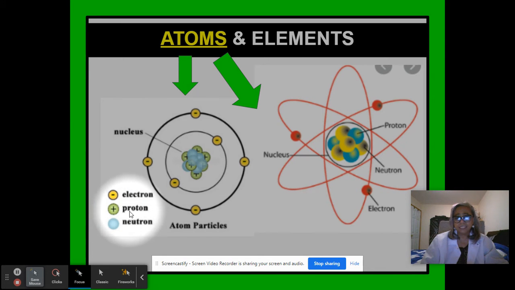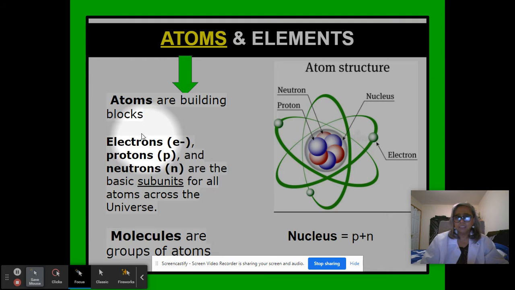So these are the subunits or subatomic particles of the atom. Electrons, negatively charged, the protons are positively charged, and neutron from the word neutral. So that would be zero charge. So atoms are the building blocks, and you can see again a visual diagram of the atomic structure.